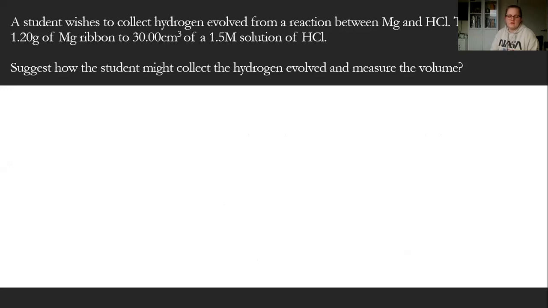So, for example, you have been asked here: suppose a student wishes to collect hydrogen evolved from a reaction between magnesium and hydrochloric acid. I can't see this corner bit. They add 1.2 grams of magnesium ribbon to 30 cubic centimeters of a 1.5 mole solution of hydrochloric acid. Suggest how a student might collect the hydrogen evolved and measure the volume.